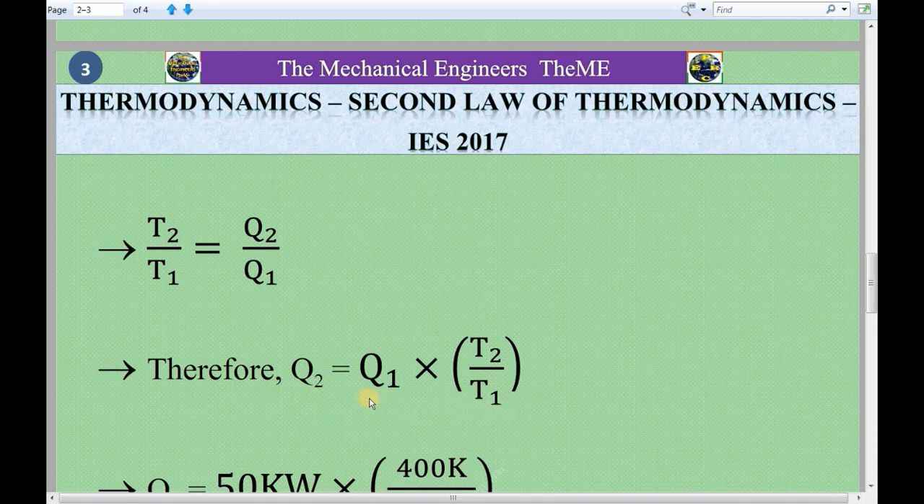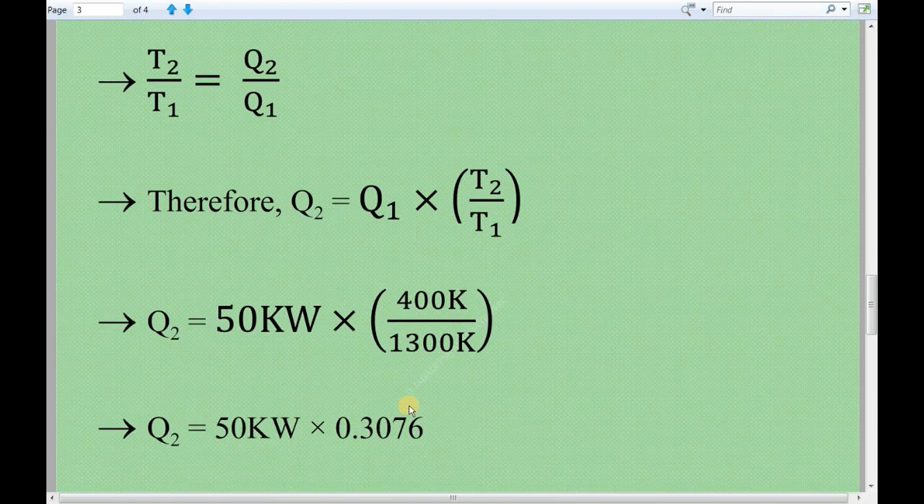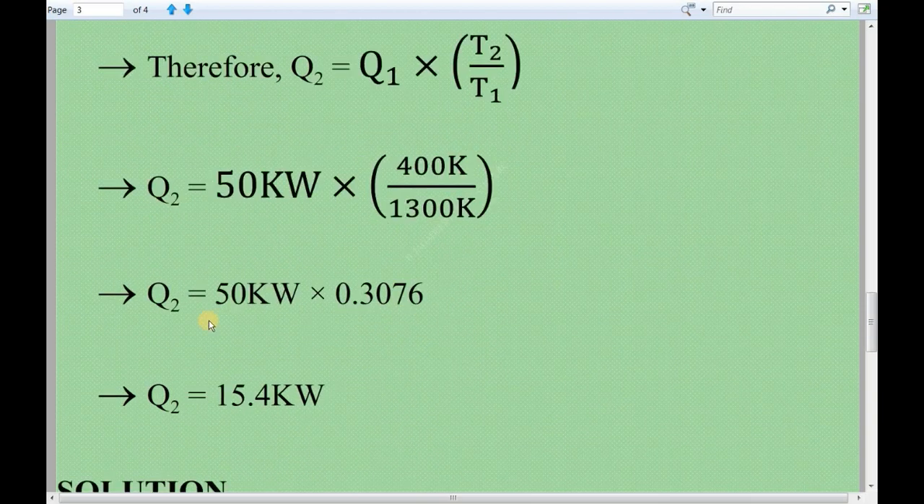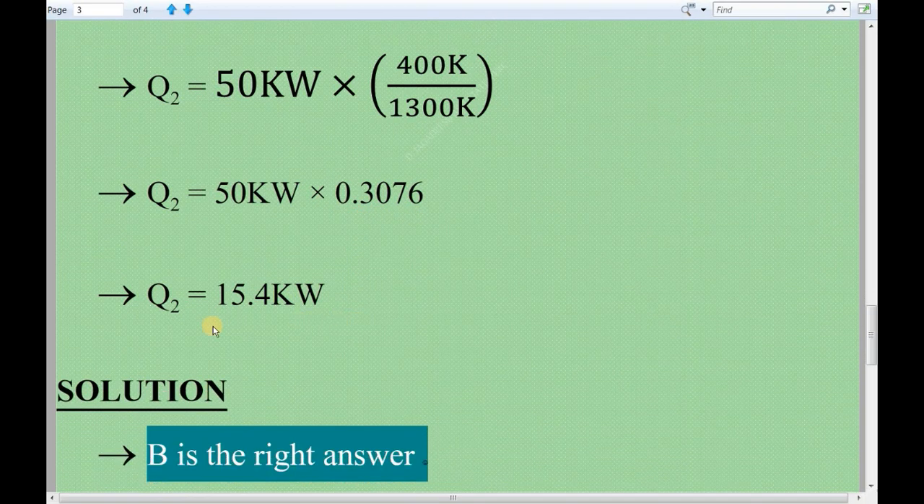In this formula we know the values of Q1, T2 and T1, so just substitute the values. By substituting the values we get Q2 is equal to 50 kilowatt into 400 Kelvin divided by 1300 Kelvin. In this RHS, 400 Kelvin divided by 1300 Kelvin is 0.3076. So the next step will be Q2 is equal to 50 kilowatt into 0.3076. In this RHS, 50 kilowatt into 0.3076 is 15.4 kilowatt. So Q2 is equal to 15.4 kilowatt.